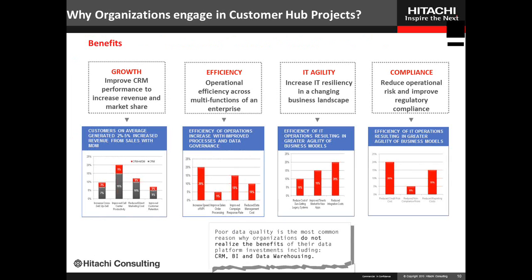Okay, a little more from a statistics perspective, collected by Gartner. It shows that customer hub projects really benefited the organization. They were able to improve CRM performance to increase revenue and market share. Customers on average generated 2 to 5% increased revenue from sales with MDM. And when it comes to operational efficiency, efficiency of operation increased with improved processes and data governance. And the efficiency of IT operations results in greater agility in business models. The same is the case with compliance.